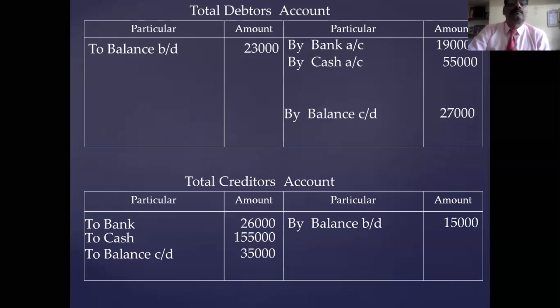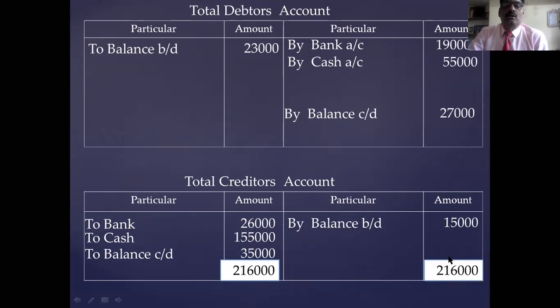Now, next point is trading account or trading P&L account. So I'll keep these. Otherwise, you can close, no problem. The debtors account and creditors account is given fully information. You close the account. Creditors account total is 2,16,000. Difference is 2,01,000. This is called credit purchase. Clear?